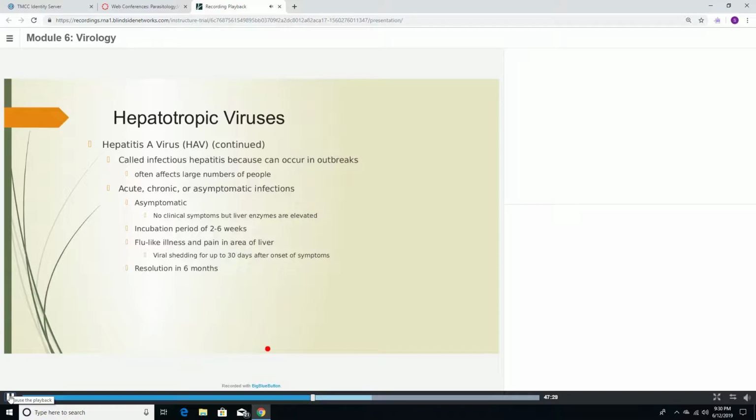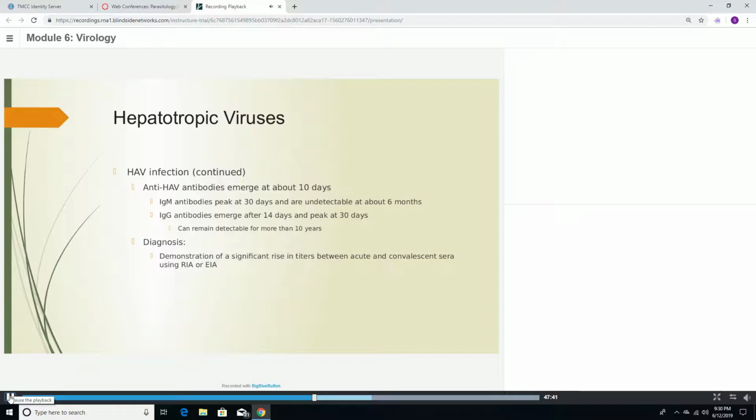You're going to see a flu-like illness and pain in the area of the liver, and then viral shedding is going to take place for up to 30 days after the onset of symptoms, and then it's going to resolve itself within 6 months. Anti-HAV antibodies emerge at about 10 days. IgM antibodies peak at 30 days and are undetectable at 6 months.